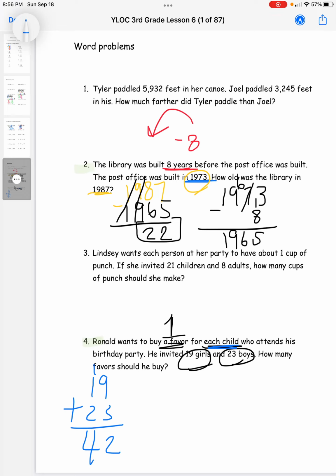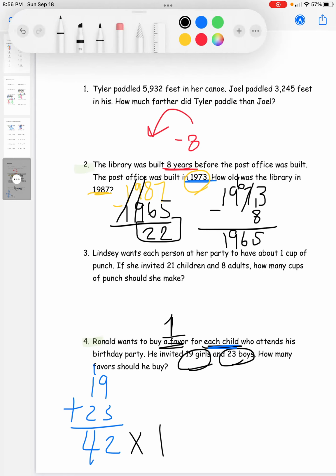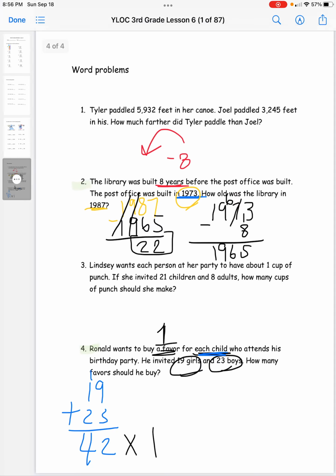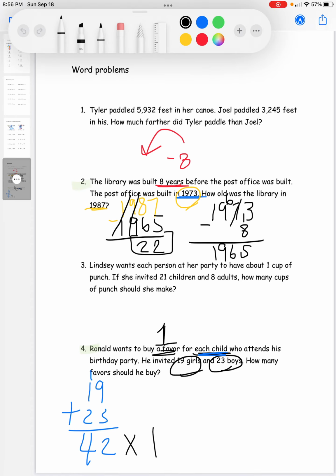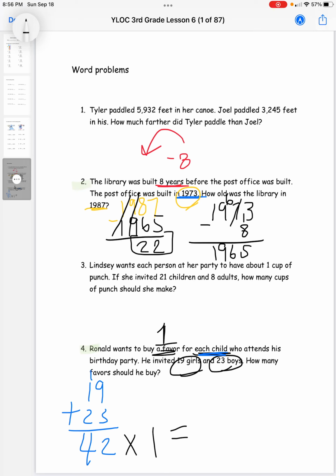So you can just multiply 42 by 1, but we already know that a number times 1 equals the number. So you get 42. You should buy 42 party favors.